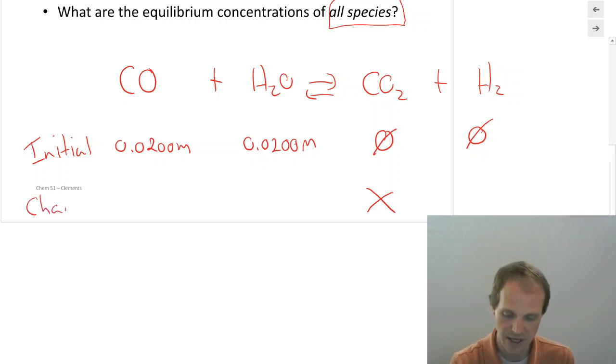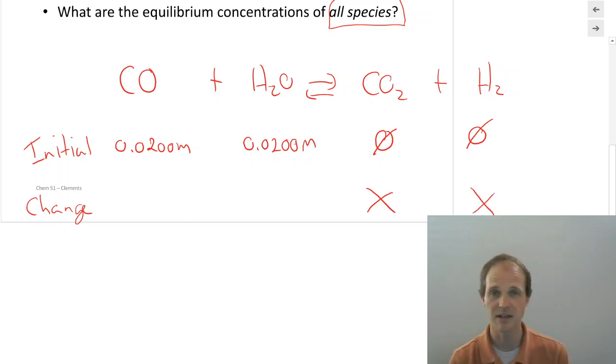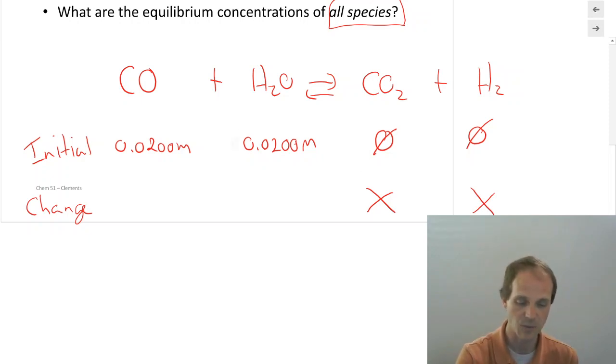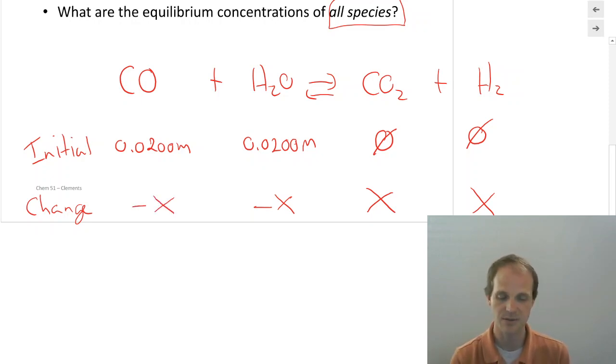So this is a change that's happening, right? I'm going to be making some CO2. And the stoichiometry tells me that if I make 1 CO2, I'm also going to make 1 H2. And if I make 1 CO2, I'm going to use an H2O. And if I make 1 CO2, I'm going to use up a CO. And so we have some stoichiometry that looks like that.